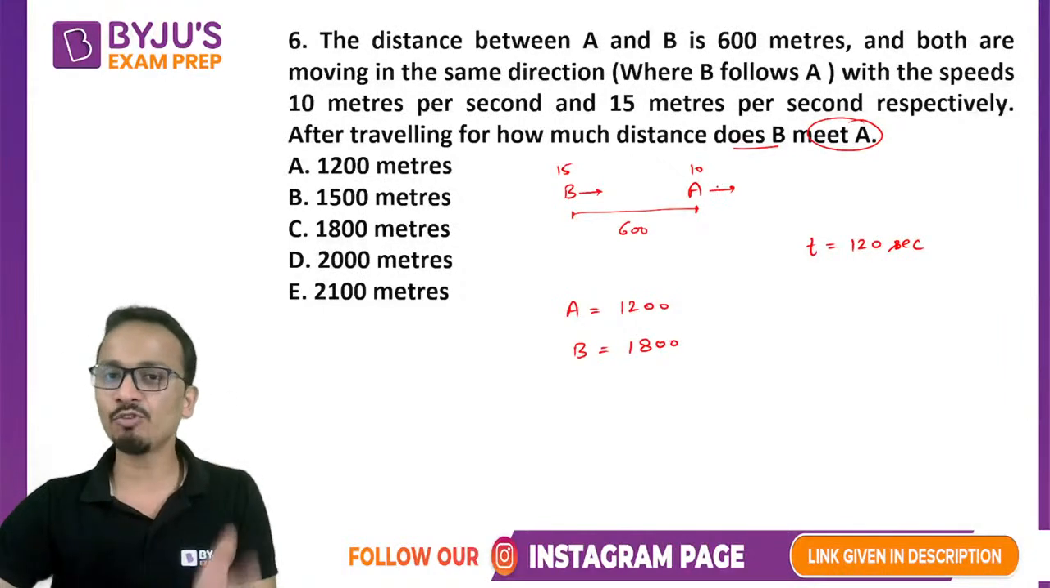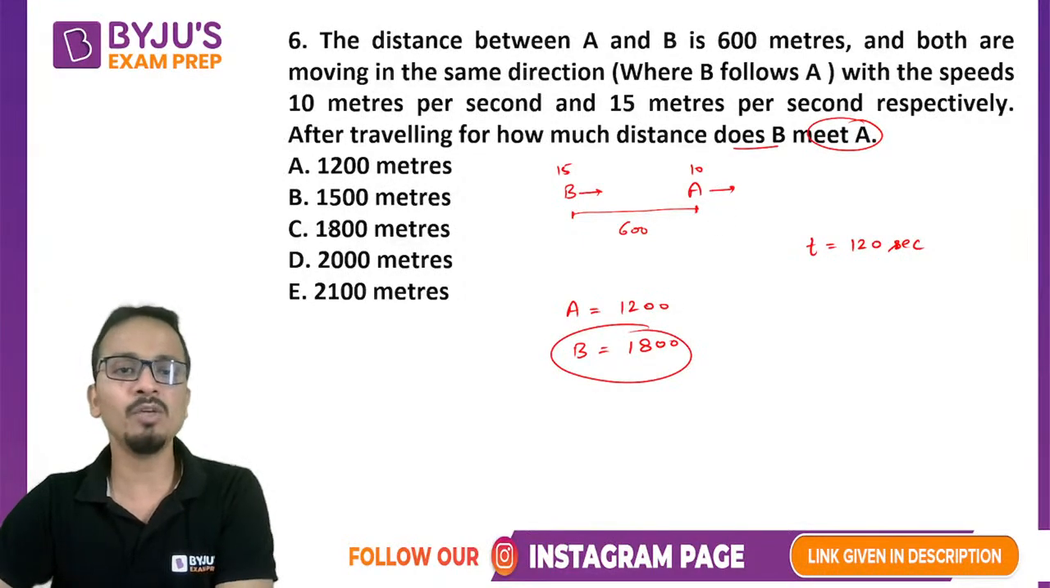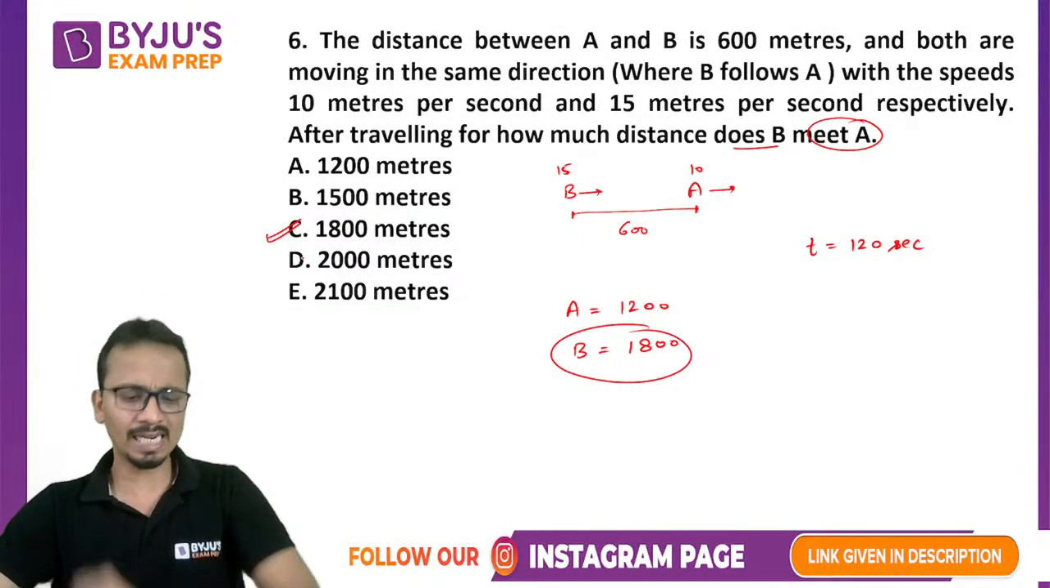So that means we'll have to find out the distance traveled by B. All right. So the distance traveled by B will be 1800 meters, and that is option C.